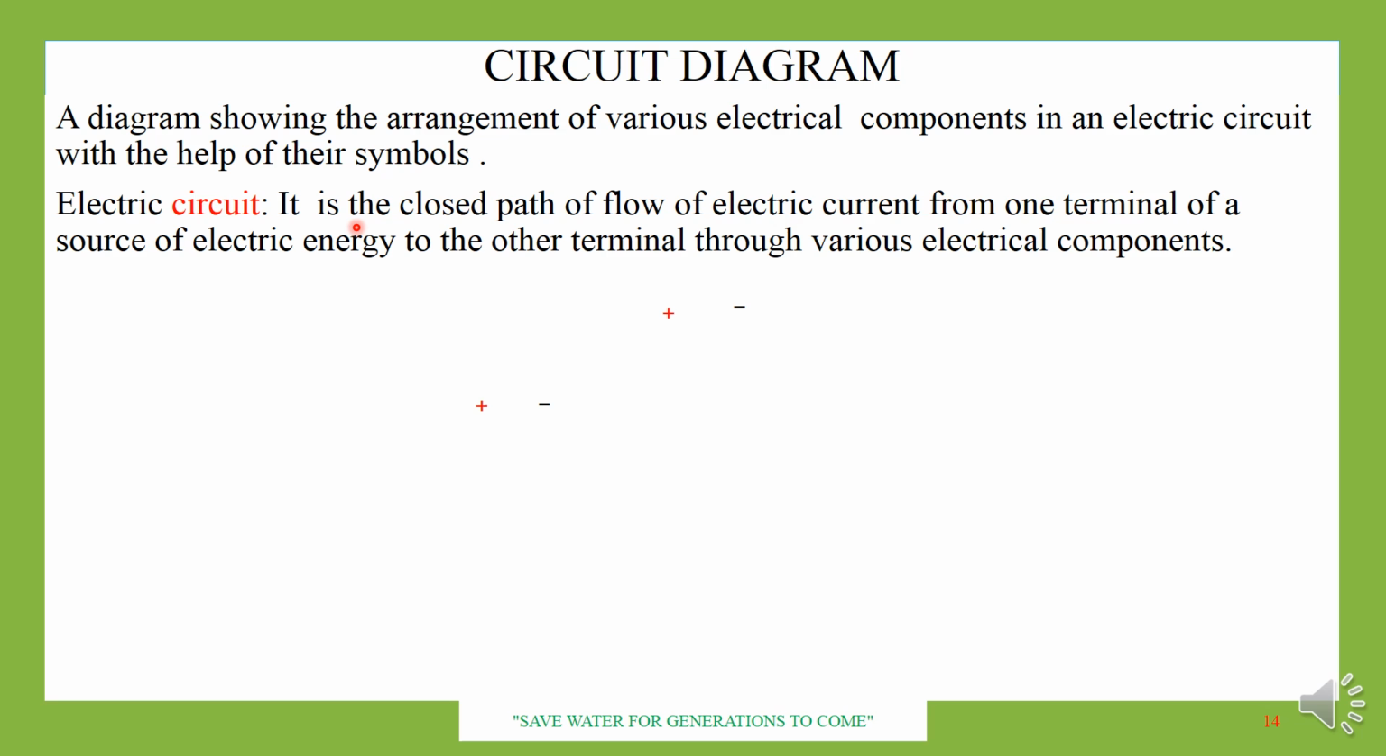So what is an electric circuit? I told you that circuit is from circle. The circle means closed. So an electric circuit is a closed path. It's not broken from anywhere; no wire is broken anywhere. The key is closed, and conductors are connected to terminals. It is a closed path of flow of electric current from one terminal of a source of electric current, which may be a cell or a battery or any other source, to the other terminal through various electrical components.